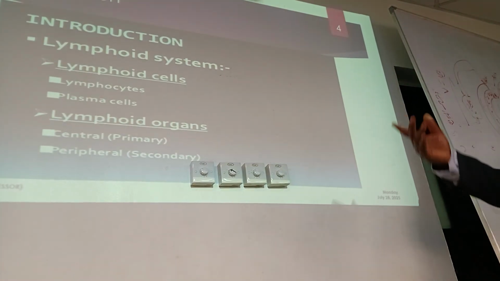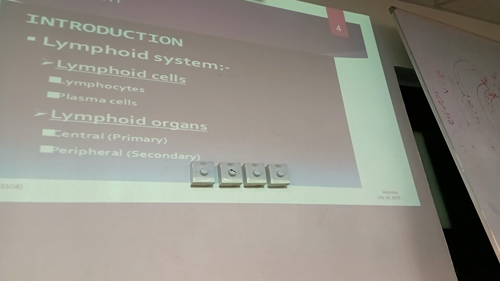So you have the lymphoid system, you have the lymphocytes, the cells that are T or B or natural killer cells, and you have the plasma cells that will give the antibodies, from the B cells. You also have the lymphoid organs where the processing of the lymphoid cells takes place.